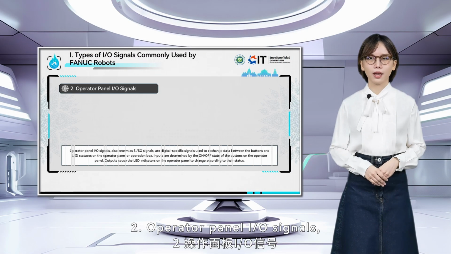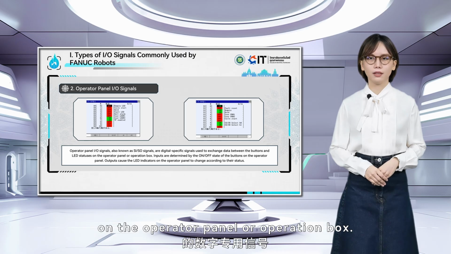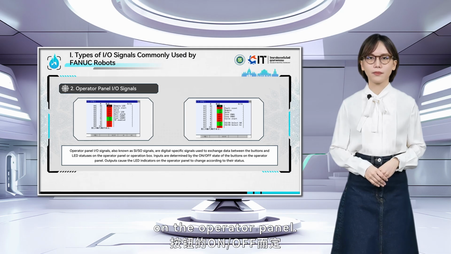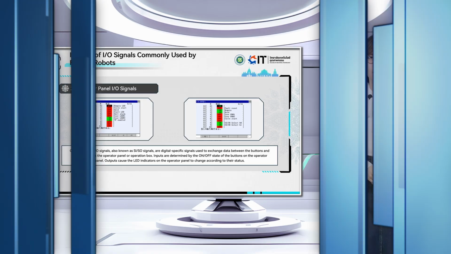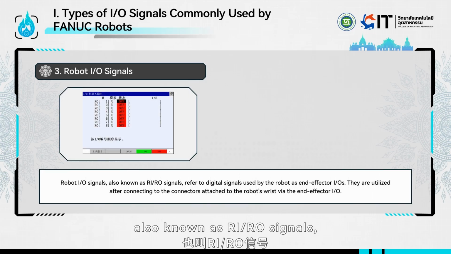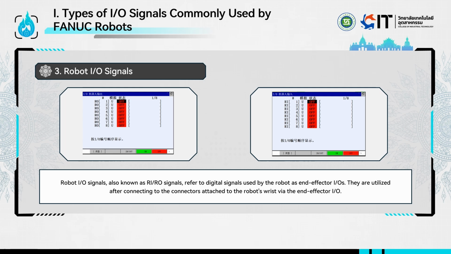2. Operator panel I/O signals, also known as SI/SO signals, are digital-specific signals used to exchange data between the buttons and LED statuses on the operator panel or operation box. Inputs are determined by the on/off state of the buttons on the operator panel. Outputs cause the LED indicators on the operator panel to change according to their status. 3. Robot I/O signals, also known as RI/RO signals, refer to digital signals used by the robot as end effector I/O. They are utilized after connecting to the connectors attached to the robot's wrist via the end effector I/O.